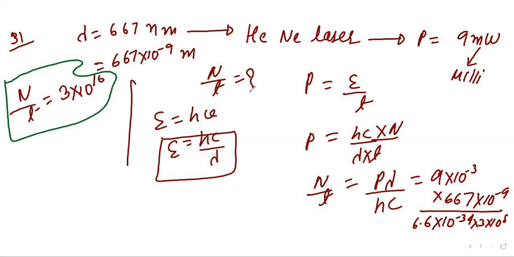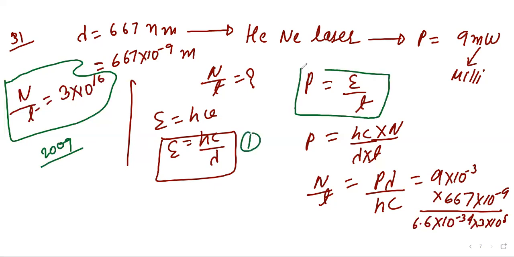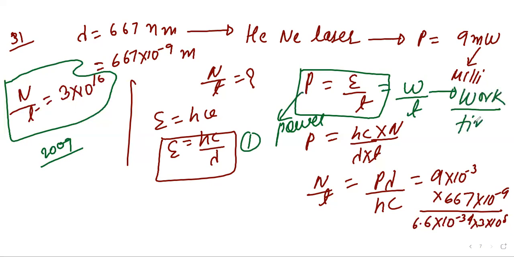Write it down. We have done a similar question in the previous class. It was asked in 2009. So remember this formula. This is the energy formula. This is your power. P is for power, and it is nothing but work by time. It can be converted into energy also. The power is also defined as energy upon time.